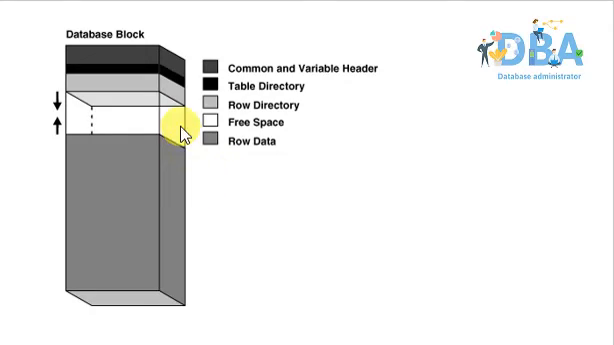And free space will be there for every data block. For any insert or any kind of operation, it will always have free space. Now coming to row data, this is where the actual data for the rows is stored, and the free space, which is what we were discussing, is used to insert any new rows.